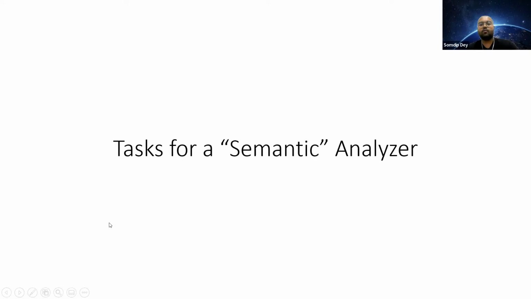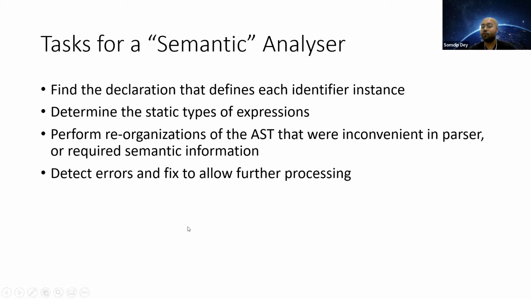Okay, so what are the tasks for the semantic analyzer, right? The tasks for the semantic analyzer consist of finding the declaration that defines each identifier instance, determining the static type of the expressions, then performing reorganization of the abstract syntax tree that was inconvenient in the parser or required semantic information. And finally, detecting errors and fixing them to allow further processing. So these are the definitive tasks for the semantic analyzer.